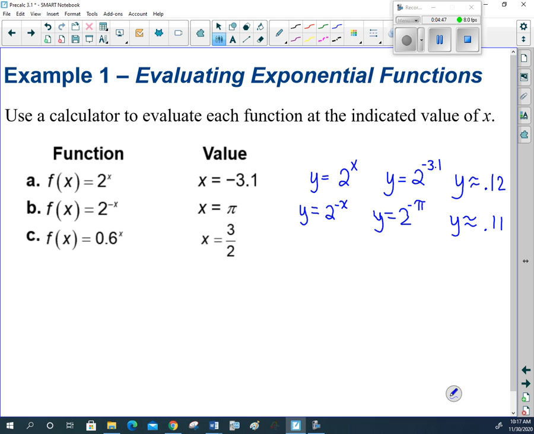And the last one we have is f of x equals 0.6 raised to the x power. When I type that in my calculator, we're going to have 0.6 raised to the 3 halves power. So y is going to be approximately 0.46. Okay, so that was just a calculator exercise, making sure you substitute in correctly and keep your power in the power spot.